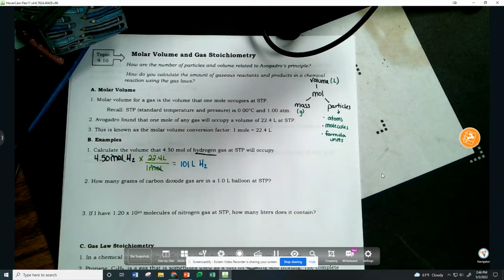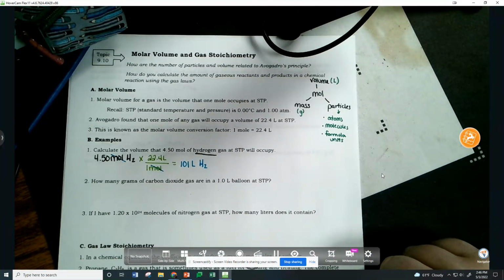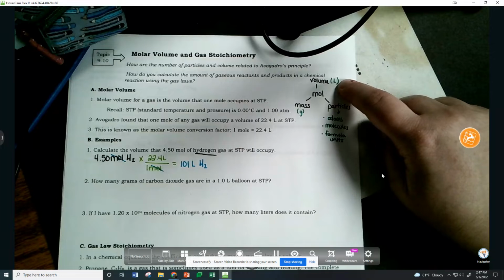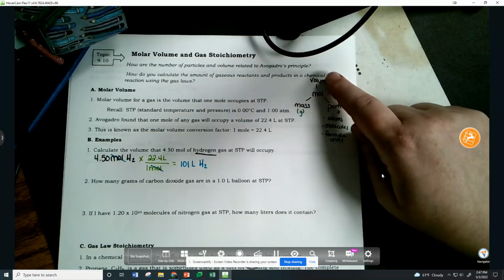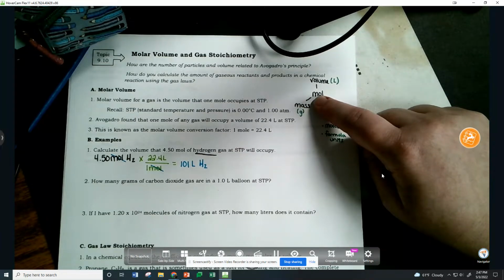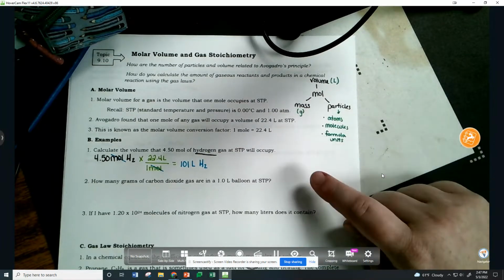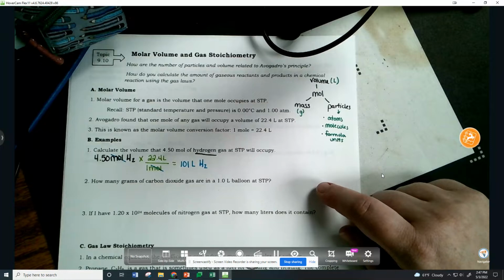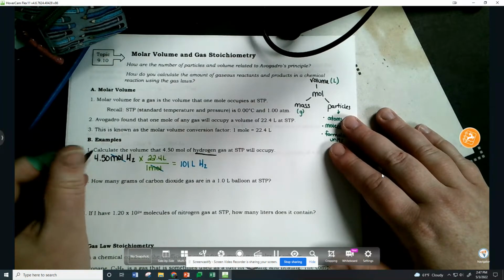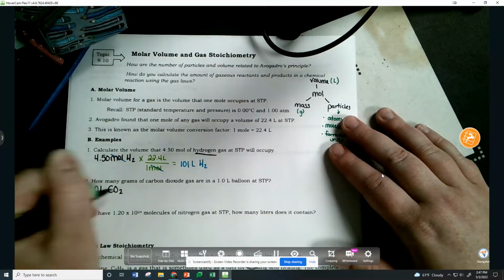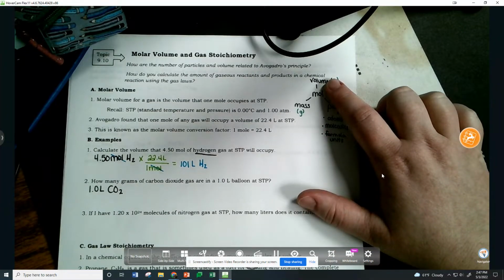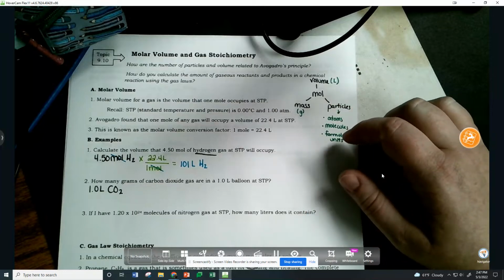In number 2, it asks how many grams of carbon dioxide are in a 1 liter balloon at STP. Here I can see that I'm starting at volume because my given unit is liters, and it wants to know grams, which is mass. There is no direct conversion, so remember we go to moles and then we can go out to mass. So what we'll start with is our given of 1 liter, and it's CO2 because it's carbon dioxide. The very first thing is I need to get from liters to moles using molar volume.